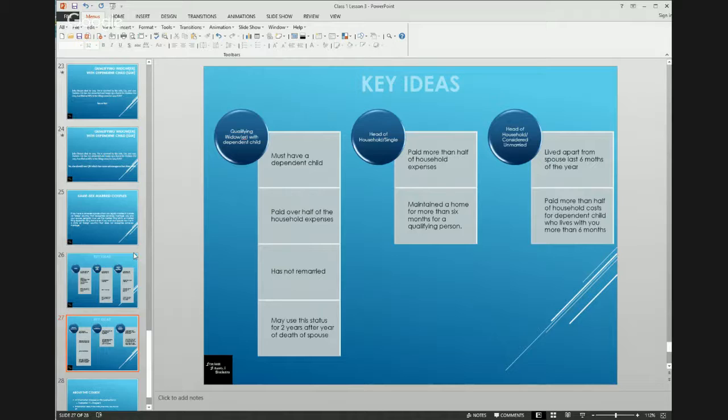Now, if you are married, the requirements for head of household are a little bit different. In that case, you have to have lived apart from your spouse for at least the last 6 months of the year. In addition, you would want to have paid more than half of the household costs for the dependent child who lives with you. And in that instance, it's only if they live with you for more than 6 months. So those are the two head of household filing summaries.